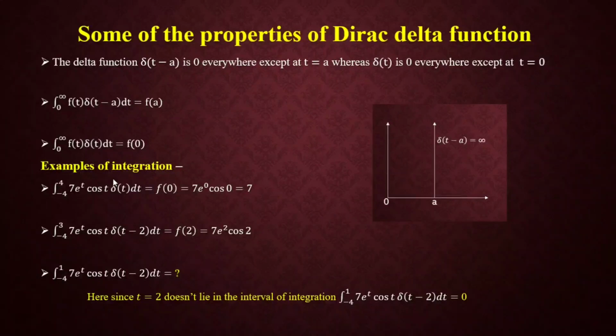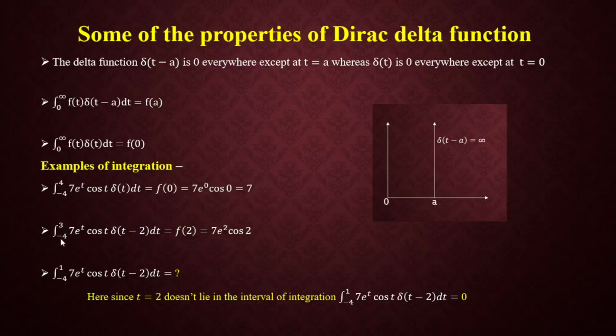Now, I will show you some examples of integration. Given the integral from -4 to 4 of 7 e^t cos t δ(t) dt, we have to solve this. Here the function is 7 e^t cos t, right? And a is equal to 0 here. So f(a) will be f(0). Now substitute 0 in place of t. So 7 e^0 cos 0, which is equal to 7, because e^0 is 1 and cos 0 is 1. 7 into 1 is 7.